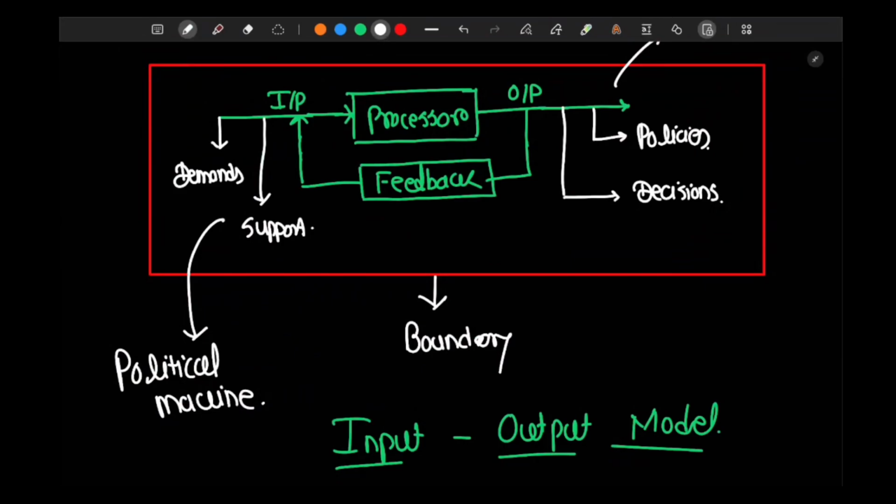So what are inputs, demands, and support to the continuing government? The government processes that and gives policies and decisions. People will react to such policies and decisions, will again give feedback as input, and the system will process it again and again, right? That is the idea. Again, support or legitimacy is also one of the inputs, so that the present government can actually work. So that is the idea behind the political system of David Easton.